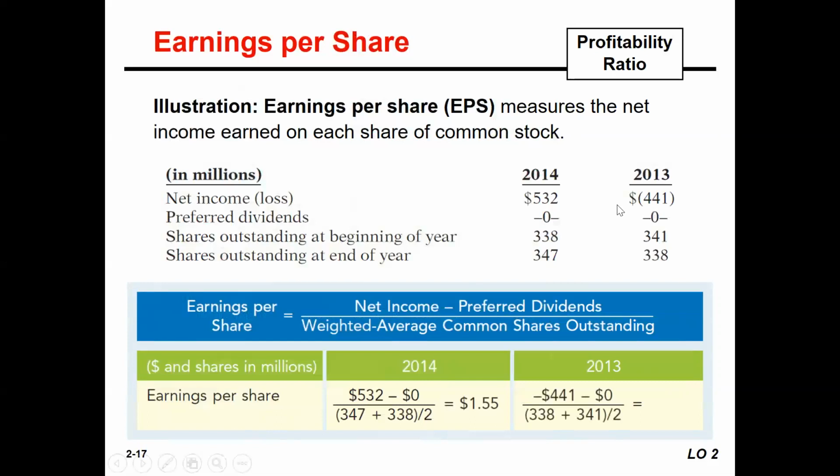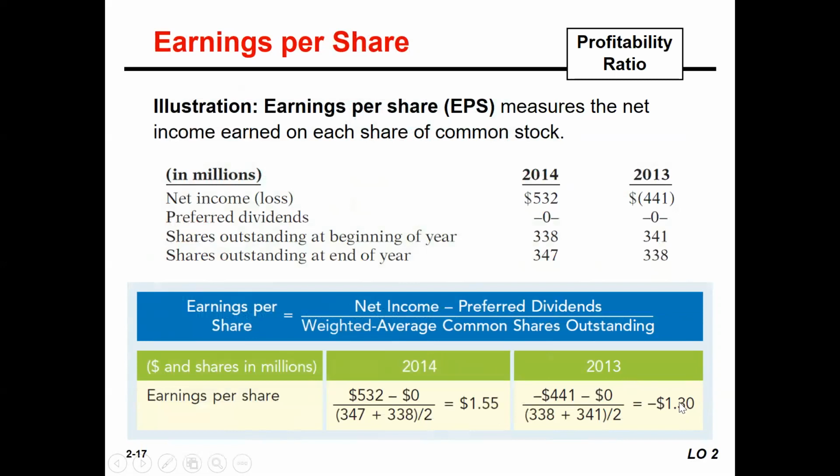Okay. Now what do you see over here? In 2013, this first number is in parentheses. What does it mean? It's a loss. In the current year, they lost money. So on an average, the earnings per share is a negative number of $1.30. Now, 2013 to 2014, pretty dramatic.